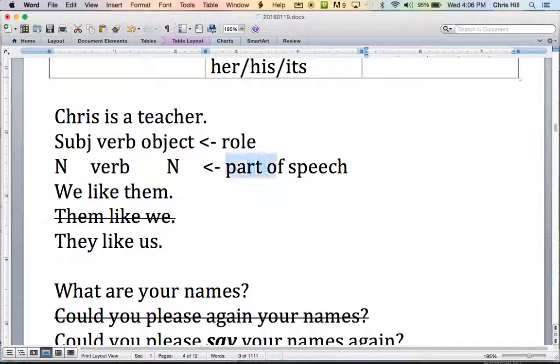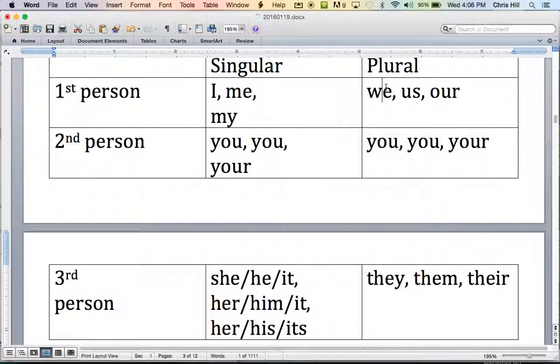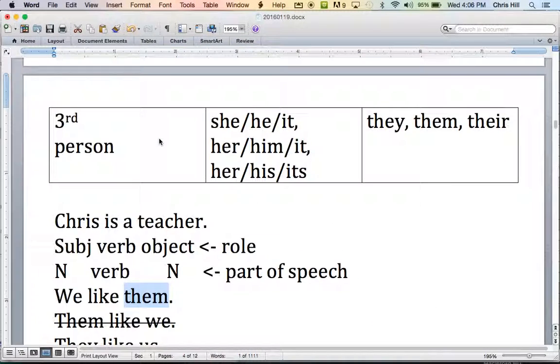We talked a little bit about part of speech. So this means whether something is a noun, a verb, an adjective, an adverb. Okay? So Chris is a teacher. Chris is the subject. Teacher is the object. So in this case, we have to use the subject pronouns. Okay, the first one's on our list at the beginning of sentences. At the end, we use the object pronouns, the second one on our list.